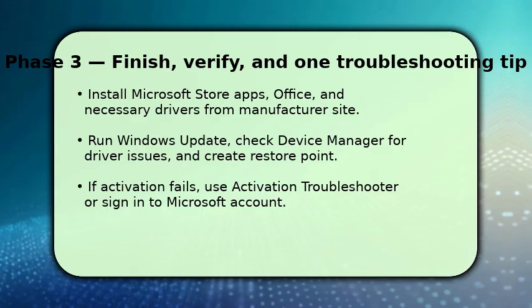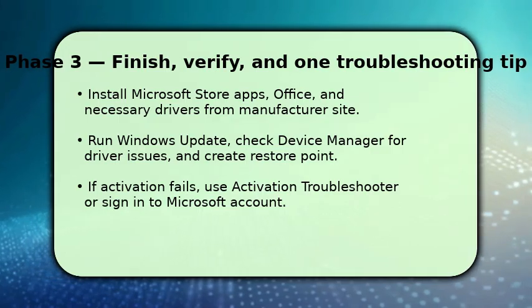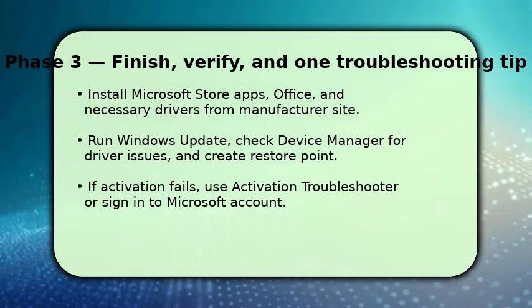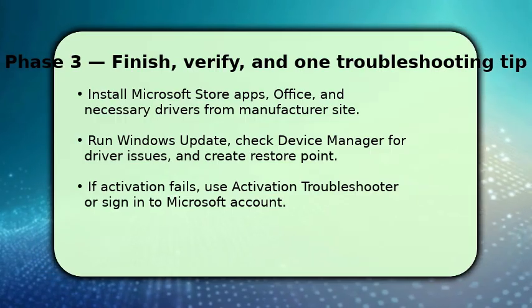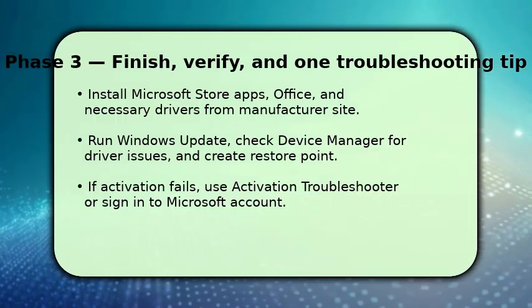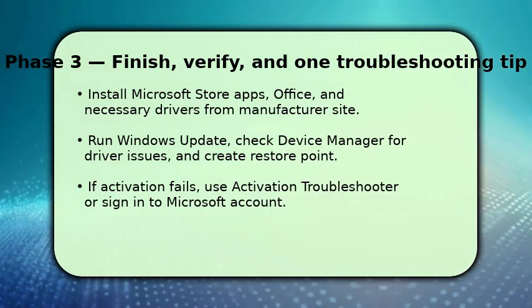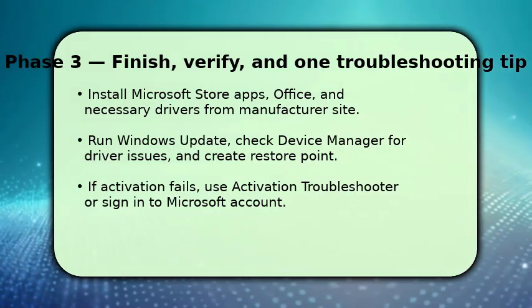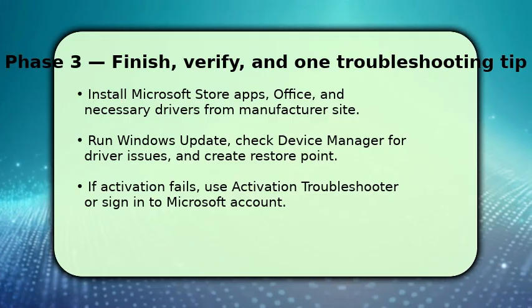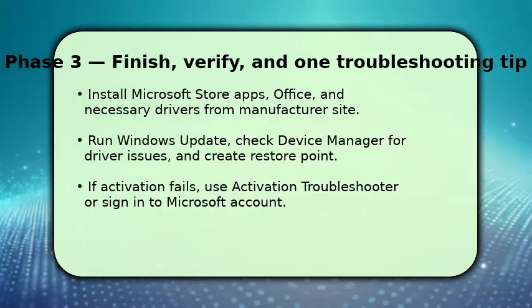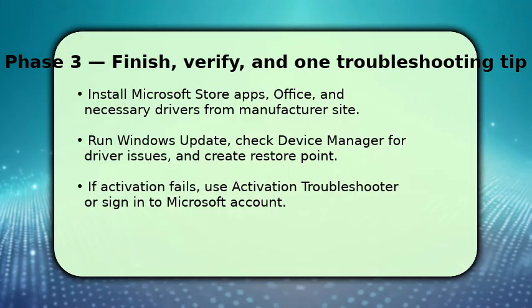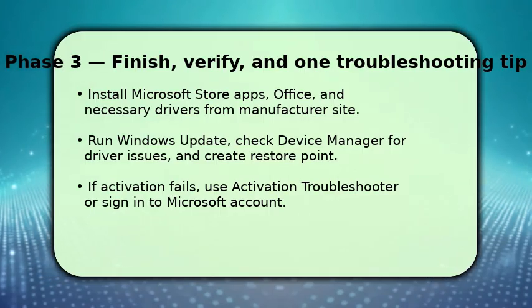Run Windows Update until no important updates remain, then verify Device Manager shows no errors and create a system restore point. If activation or driver issues appear, try the Activation Troubleshooter or re-download the correct driver. If you get a boot error, confirm USB was removed and BIOS boot order restored. One key tip: keep internet connected for activation and driver downloads.